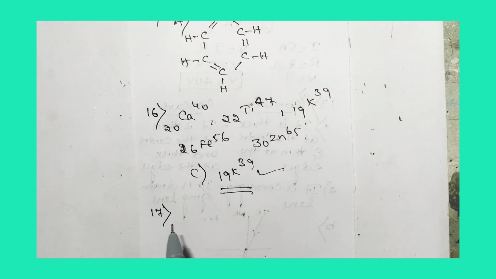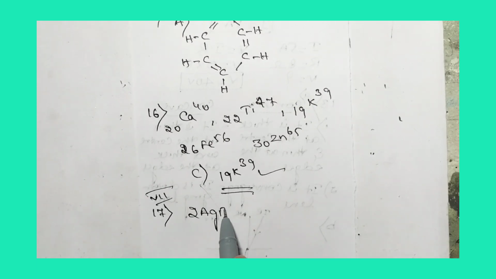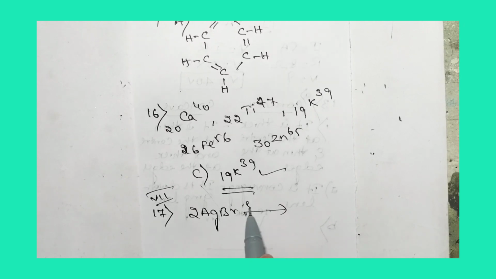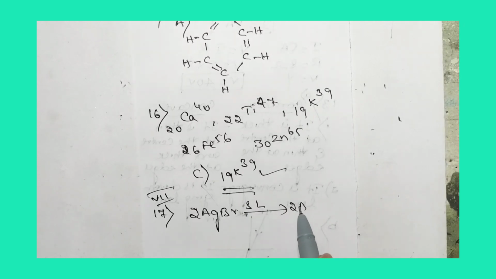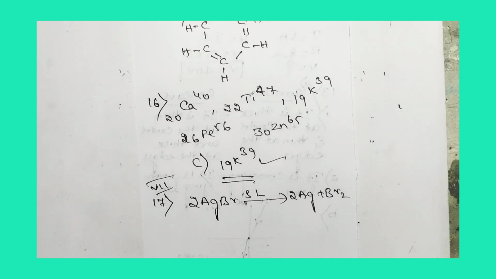So now let us move to the seventh main, that is the 1 mark questions of chemistry. The first question is: 2AgBr in the presence of sunlight is decomposed to 2Ag plus Br2. So this chemical reaction is an endothermic reaction.